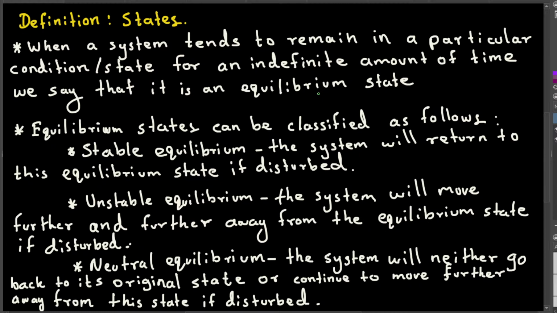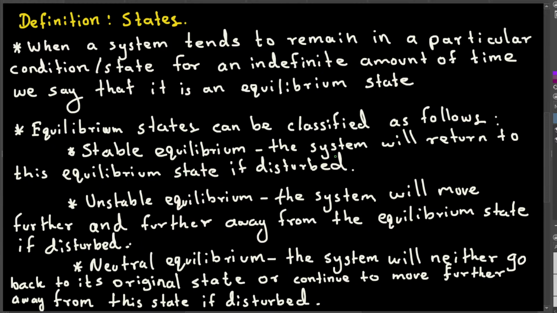Here we are going to take a look at continuous time LTI system stability. Here's a definition for states. When a system tends to remain in a particular condition or state for an indefinite amount of time, we say that it's an equilibrium state. Equilibrium states can be classified as follows.